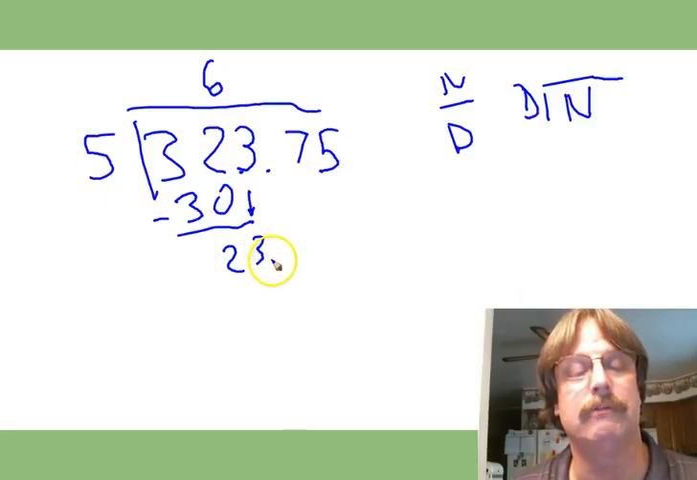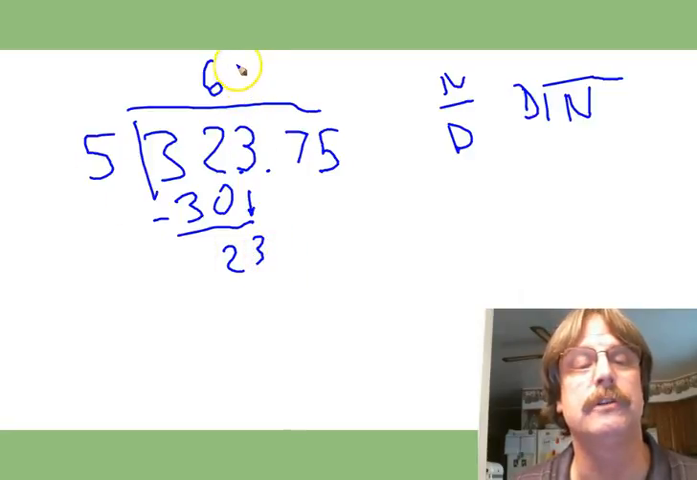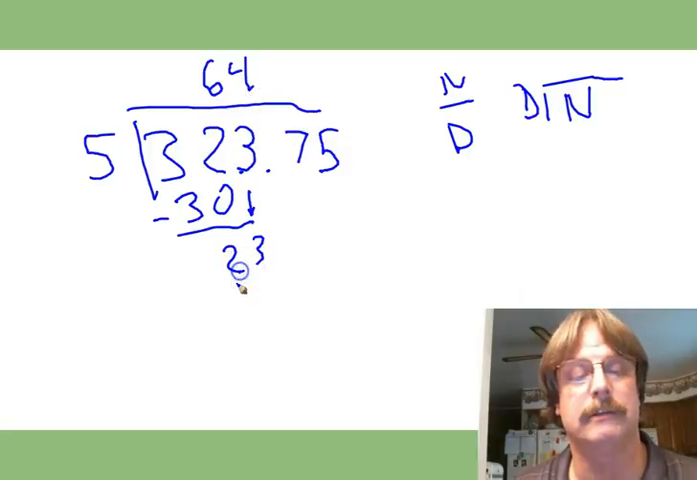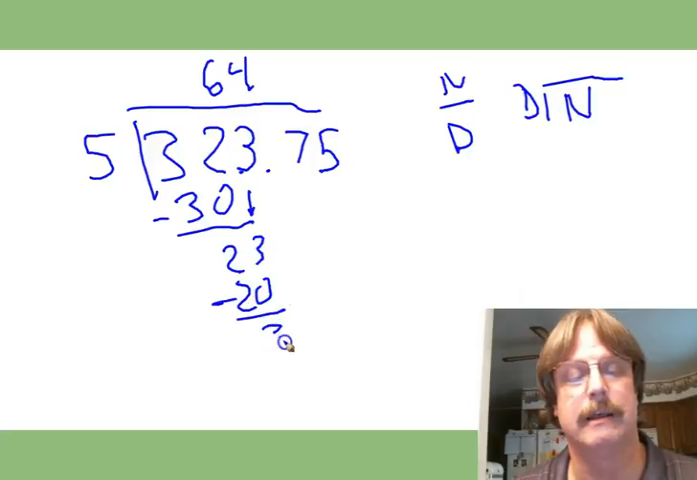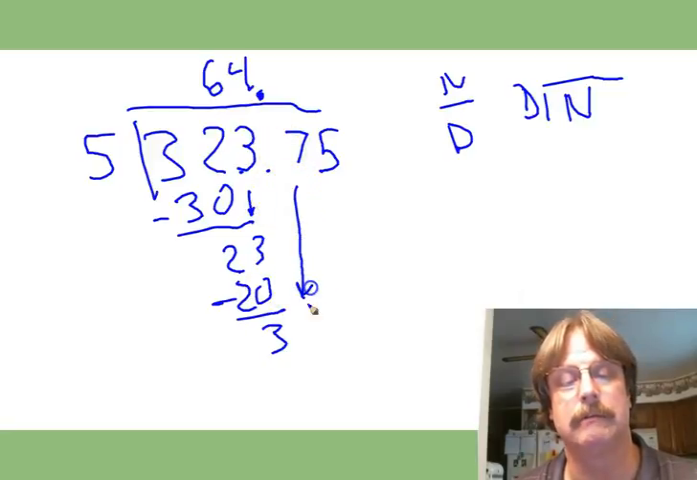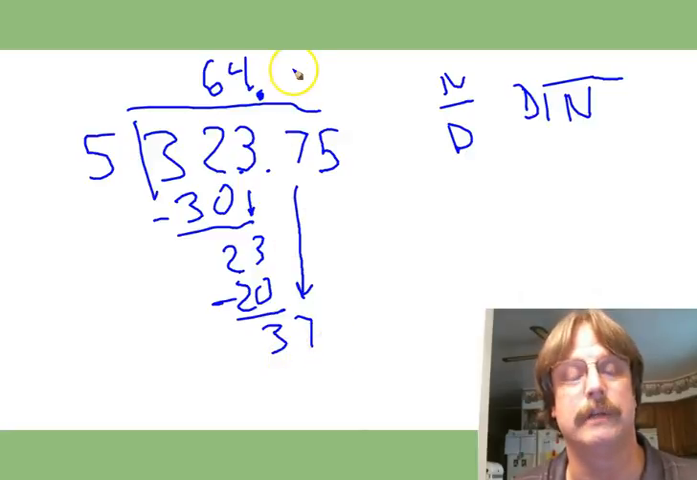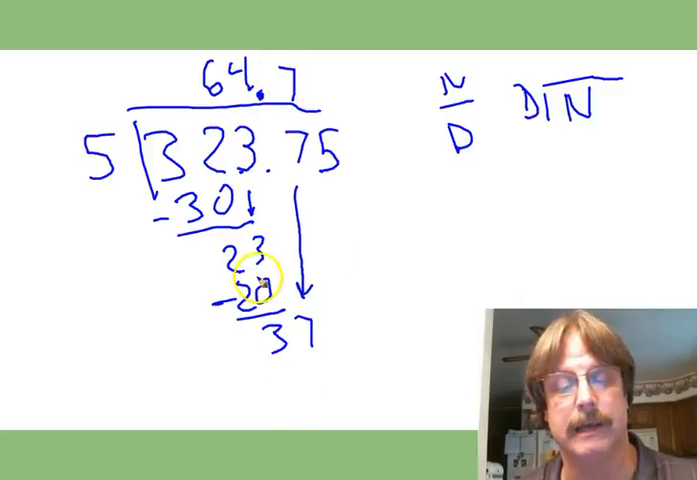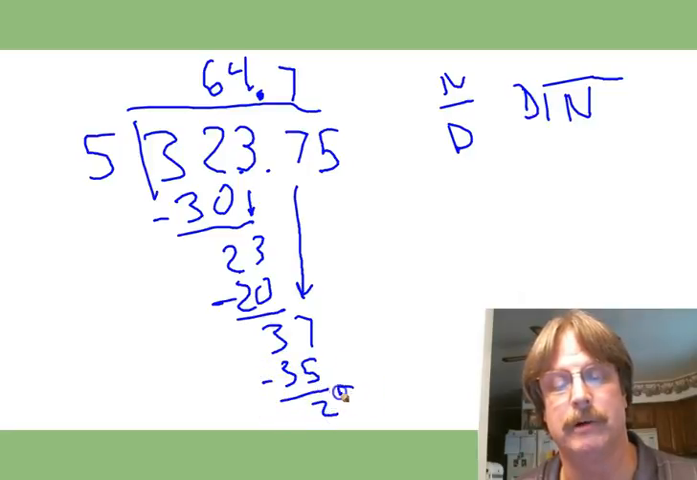Does 5 go into 23? Yes. So it goes into it 4 times. Okay, so I have 20. I subtract that. I have 3. I take my decimal, I put it right there. Okay, because I have all this lined up. I bring my 7 down. 5 go into 37? Yes. Goes into it 7 times. That's my math facts. Okay. So I have 35. I subtract. I have 2. I bring my 5 down.